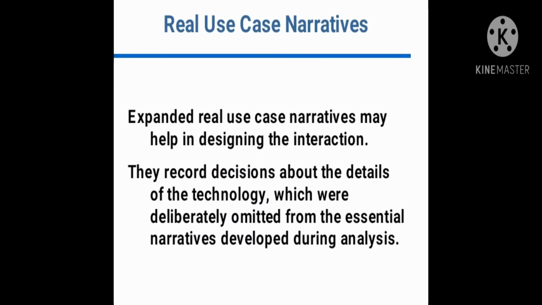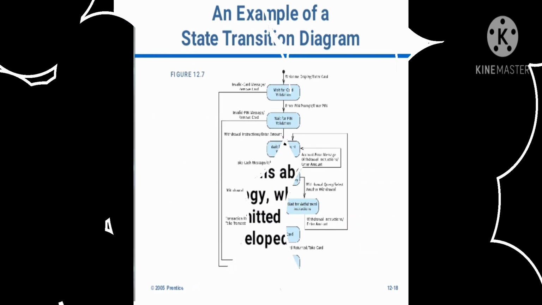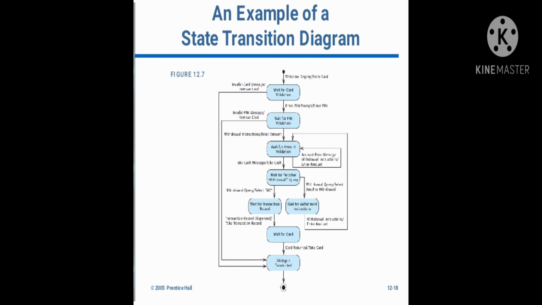Real use case narratives. Expanded real use case narratives may help in designing the interaction. They record decisions about details of technology, which were deliberately omitted from essential narratives developed during analysis. And this is an example of a state transition diagram.